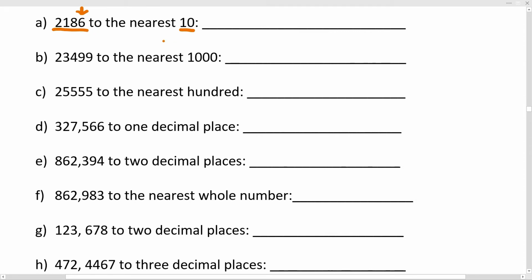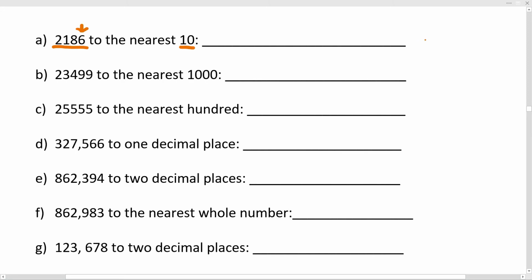When I round off a number to the nearest 10, it means that the number must end in a 0. If I was rounding off to the nearest 100, my number must end in 2 zeros. If I round off to the nearest 1,000, my number has to end, for my second example here, in 3 zeros. So that's going to help us with understanding what the options are.